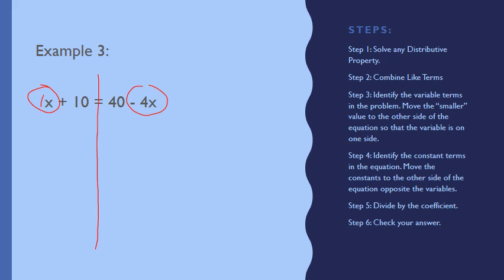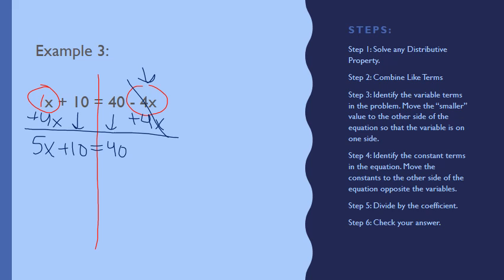In this case, it is worse to lose 4 of something than to have 1 of something. So since the negative 4 is worse than the positive 1, I'm going to add 4x to both sides. Because adding 4x gets rid of that negative 4x. 1x plus 4x is 5x. The 10 stays in the same place and stays positive. And the 40 stays in the same place.